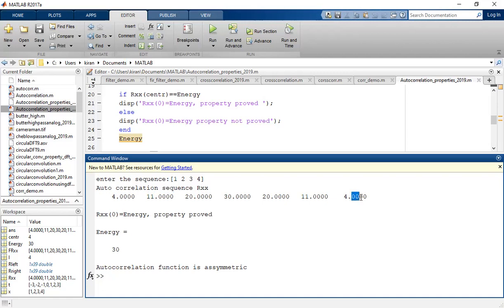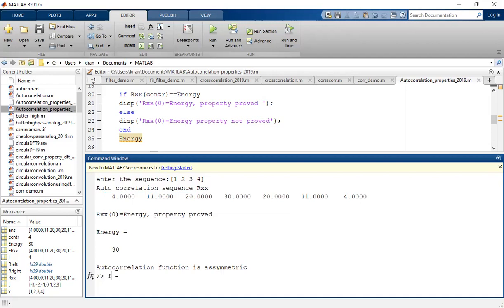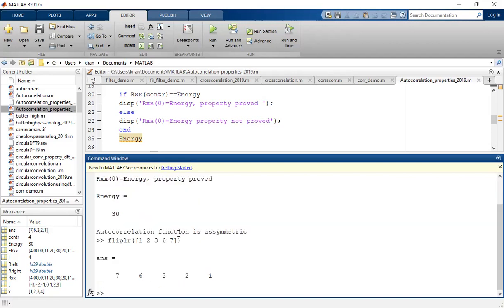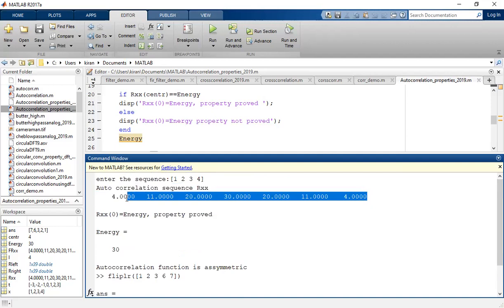How do you check this on a computer? We take this particular sequence, and if I do flip left to right, the entire sequence is reversed, right? So the last value is going to come first. Should I show you one? Wait a second. Flip left right of, say, a sequence like 1, 2, 3, 6, 7. This is what's going to happen. So if the answer we got here, I flip it from left to right and compare, and if the answer is symmetric, I should get a 0, right? And the if condition should be satisfied.